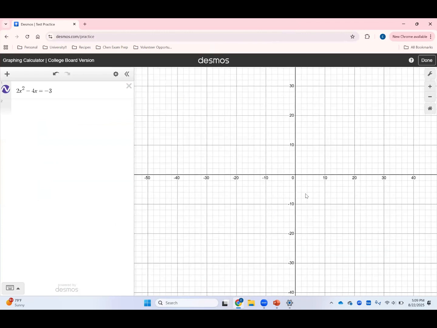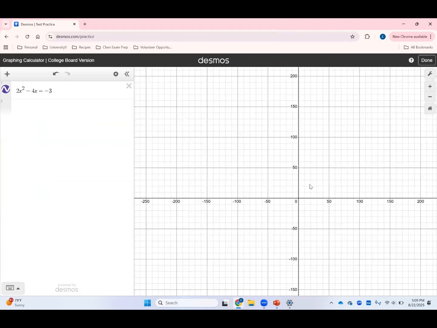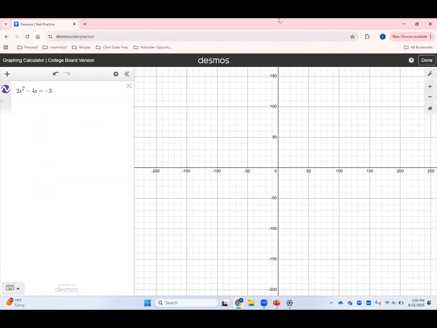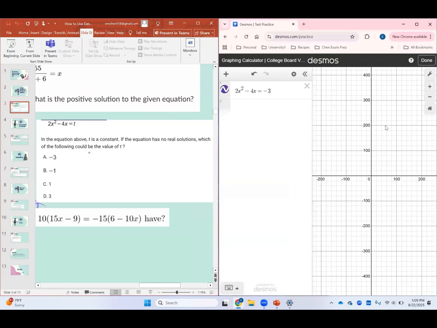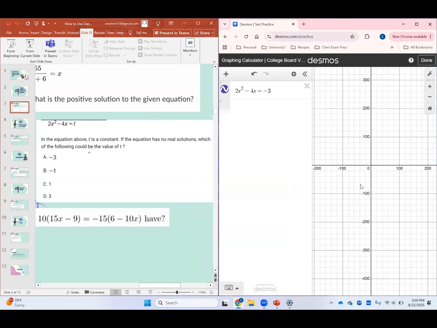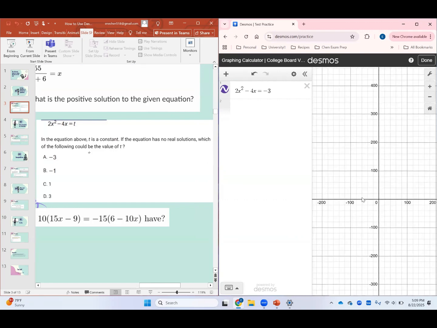Now, I don't see any graph or function appearing on my Cartesian plane at all. So this is my first sign that this is going to be the answer because it has no real solutions. I can't even see it on the plane. So A would be my correct answer.